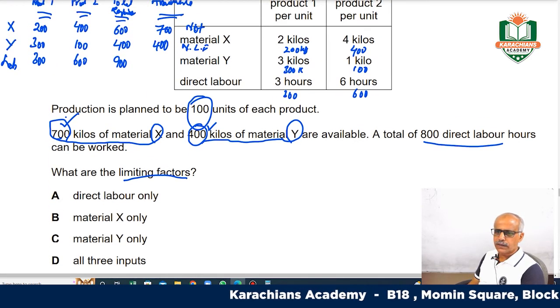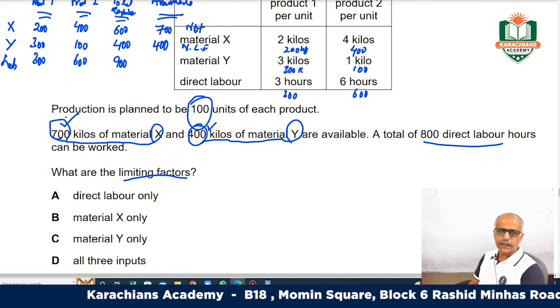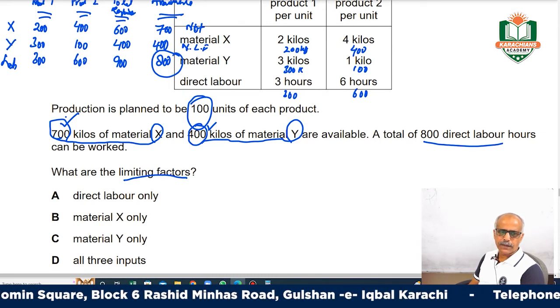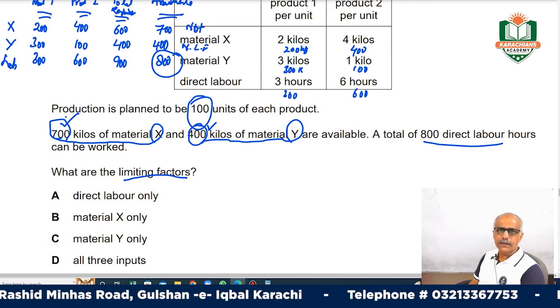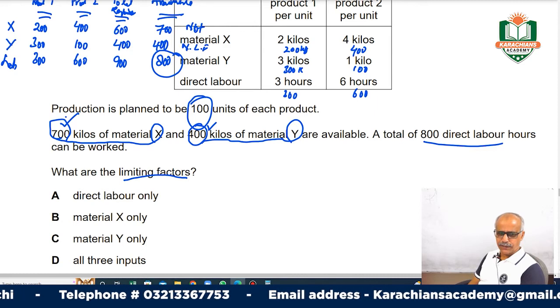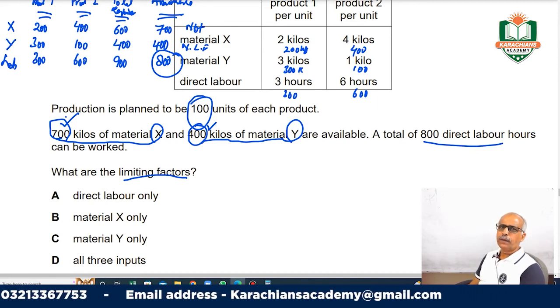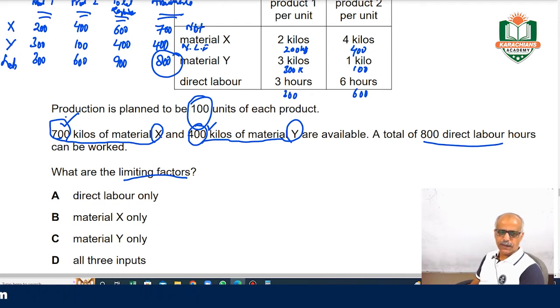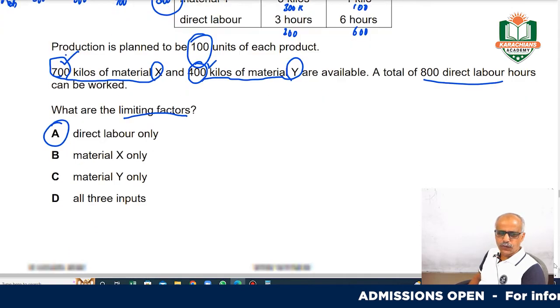Availability is 800 hours. This is your limiting factor, because your requirement is 900 hours and the available labor is only 800 labor hours. So your answer will be direct labor hours only. Answer will be A. Move on to the next question.